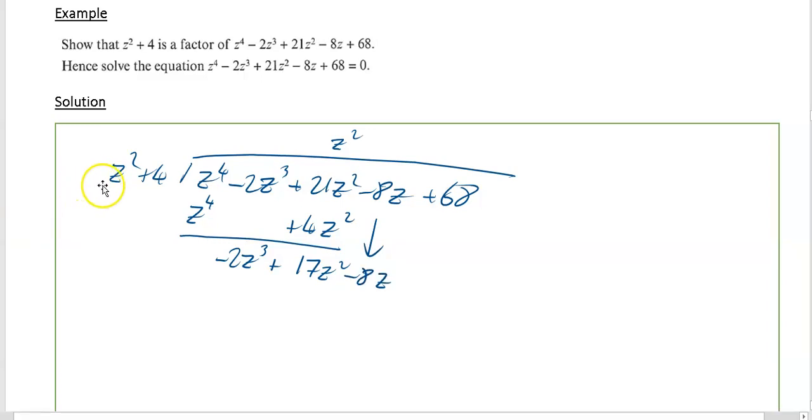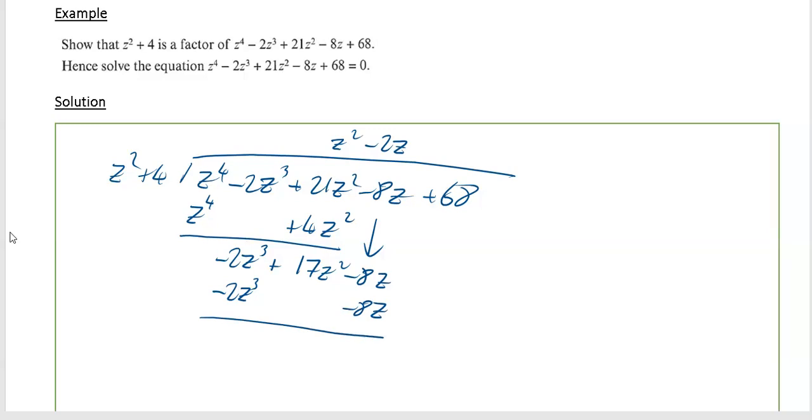You're then saying z squared needs to be multiplied by what to give you minus 2z cubed? And the answer is minus 2z. So multiply your divider by the minus 2z, and that'll give you minus 2z cubed. And then it will give you minus 8z. And again, subtract. The minus 8z minus 8z, it disappears. And this term will disappear, so you're just being left with the 17z squared.